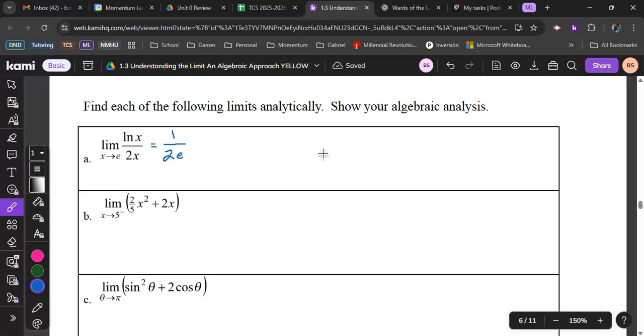All right, next up, this one, same thing. We're just going to try plugging it in, see what we get. 2/5 times 5 squared plus 2 times 5. And I get, what is that, 25 over 5 is 5, so 10 plus 10, or 20. I know I'm going through algebra quick, but that's because you guys are experts at algebra by the time you're in calculus. All right?